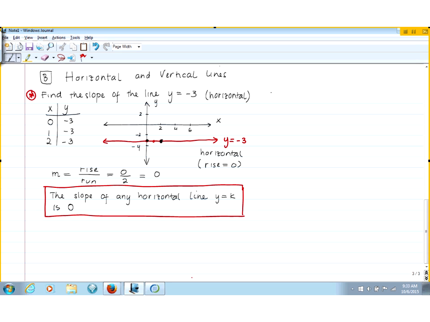Alright, so now let's talk about vertical line. So second example. Find the slope of x is equal to 2, for example. So now, how special is x equals 2? Is it a special line? Yes. Why is it special? This is a vertical line. That's right. So I could tell it's horizontal when it says y equals, and it's vertical if it says x equals a number.